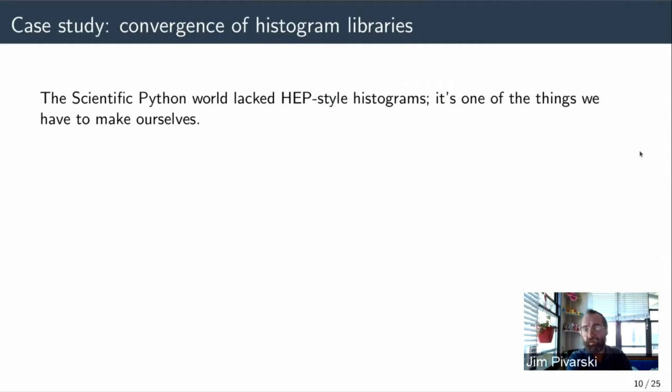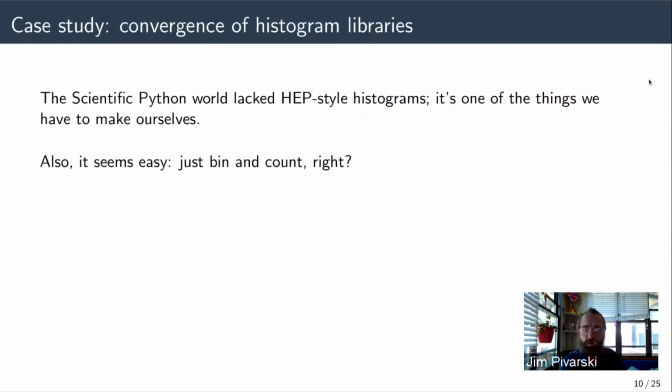So I'm going to tell a story about histograms, because in particle physics we use histograms a lot, and we use them in a special way. I'm not getting into too much detail about it, but we need the histograms to be objects that we can store and pass around, rather than a display style for a plot.